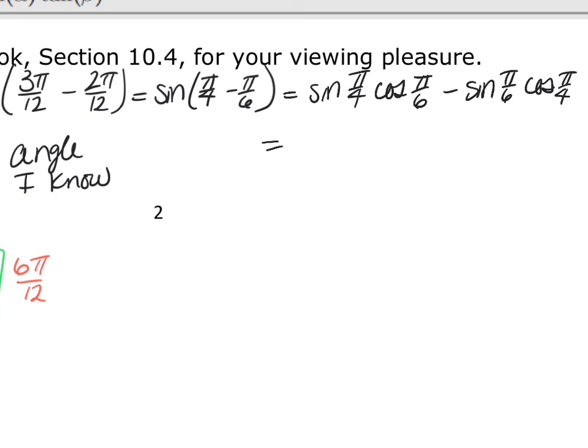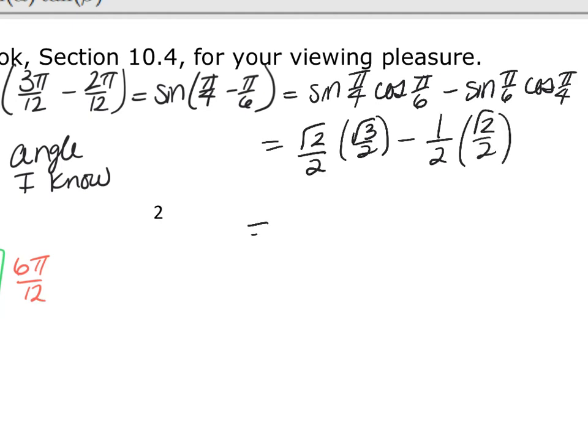Now I get my unit circle out. I know the sine of pi over 4 is the square root of 2 over 2. I know the cosine of pi over 6 is square root of 3 over 2. I know the sine of pi over 6 is 1/2. And I know the cosine of pi over 4 is the square root of 2 over 2. My final answer is the square root of 6 minus 2 all over 4. And there's my final answer in exact form.